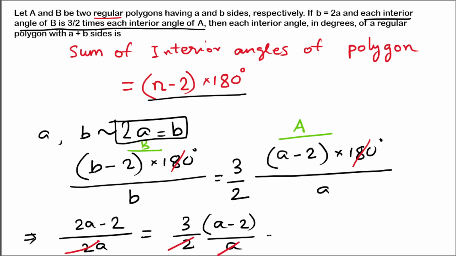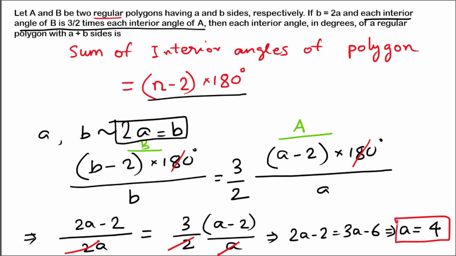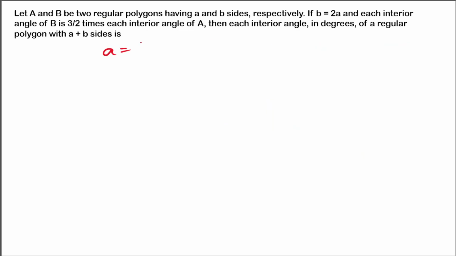So the equation that we are left with is simply 2A minus 2 equals 3A minus 6, and we can solve it here only. A equals 4. Okay, so we have gotten A equals 4. Because A equals 4, we can replace this in here, so B equals 8. We have gotten both of these now. So A equals 4, B equals 8.